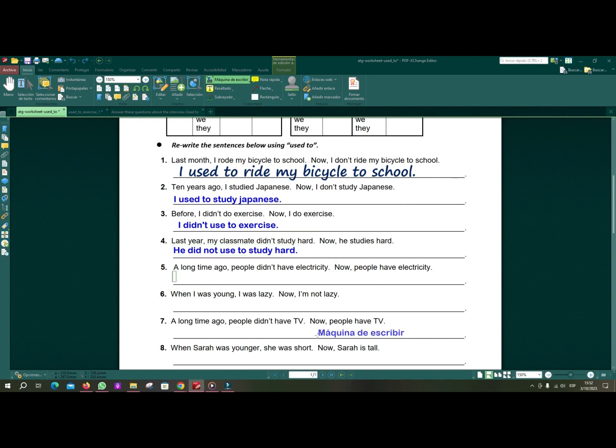Used to have electricity. Okay. People didn't, right, used to have electricity. Okay, that's perfect, right? So people didn't used to have electricity. So a long time ago, people didn't have electricity. Now people have electricity. Nice. Perfect, Mr. Jordi. That's great.